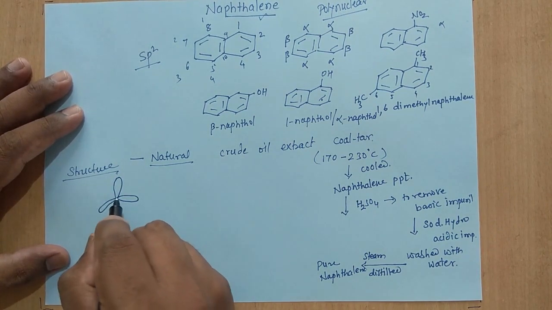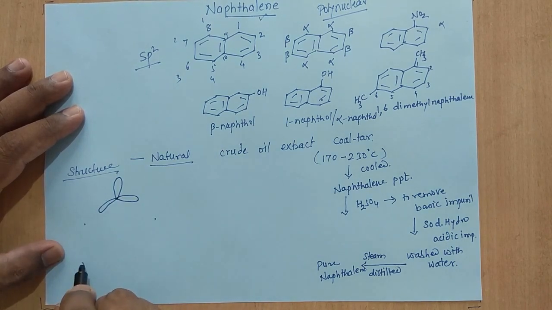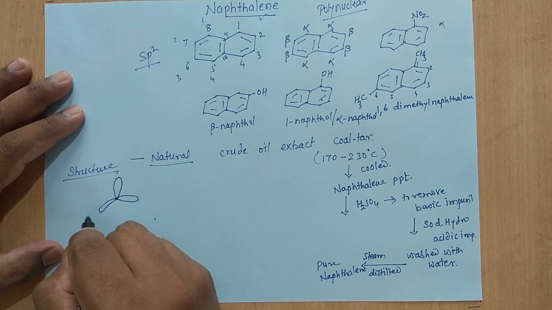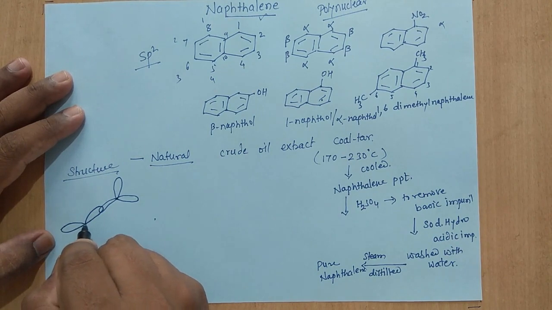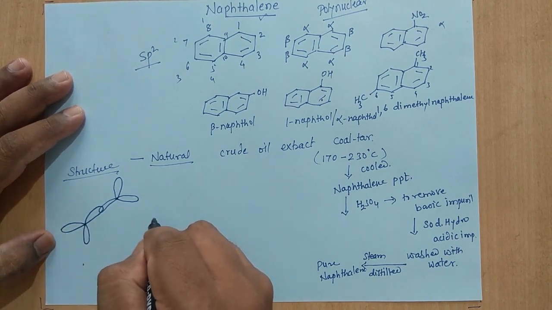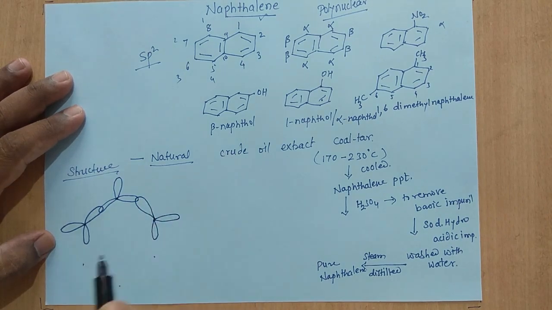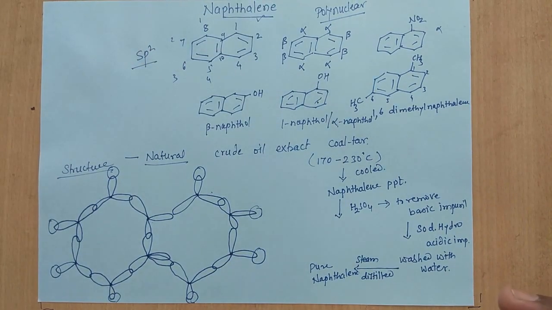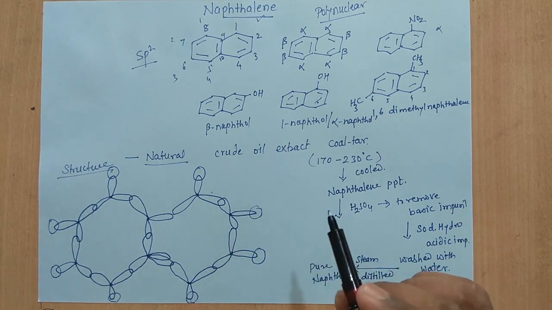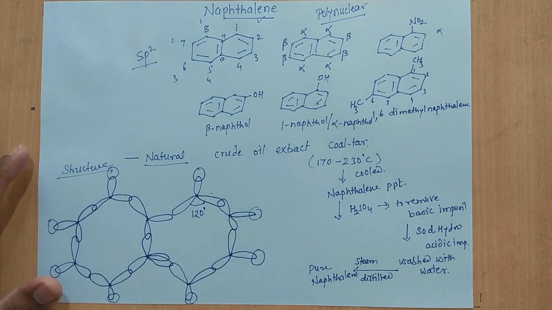To this there is attachment of 2, 3, 4, 5 and 6. Okay, so this is the sp2 hybrid orbital of the second carbon. So the final structure, the molecular orbital diagram of naphthalene, will be like this, where the bond angle of these sp2 hybrid orbitals is 120 degrees.